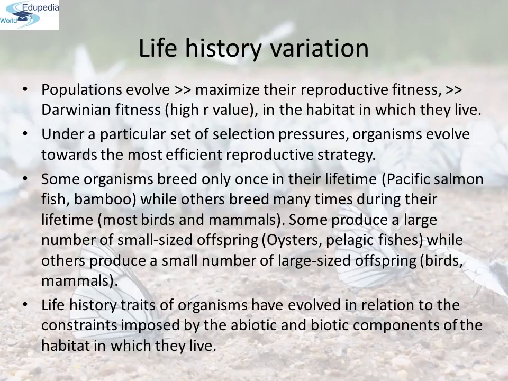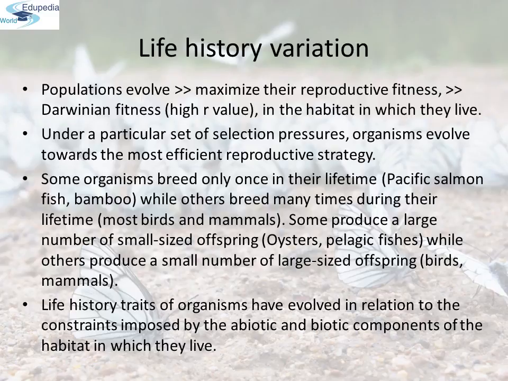Life history variation. Populations evolve to maximize their reproductive fitness, also called Darwinian fitness, with high r value, in the habitat in which they live. Under a particular set of selection pressures, organisms evolve towards the most efficient reproductive strategy. Some organisms breed only once in their lifetime, such as Pacific salmon fish and bamboo, while others breed many times during their lifetime, that is most birds and mammals.